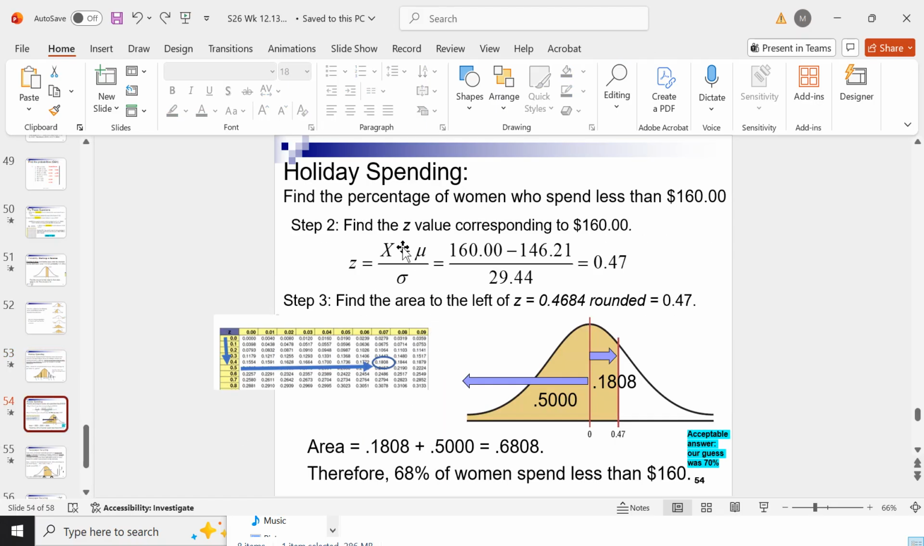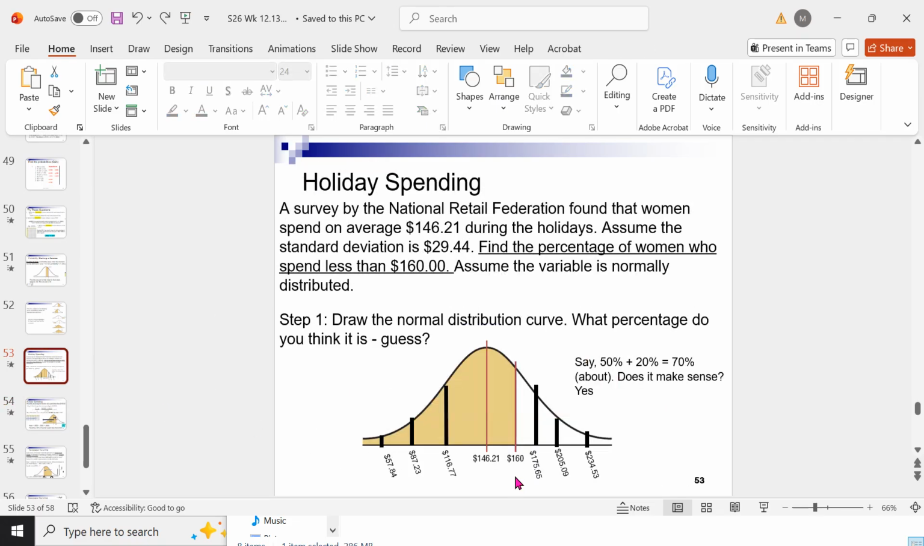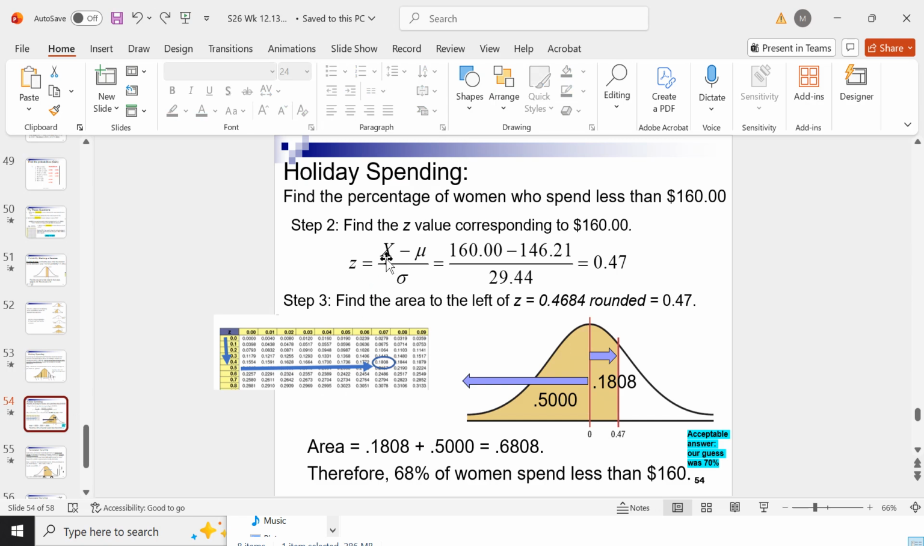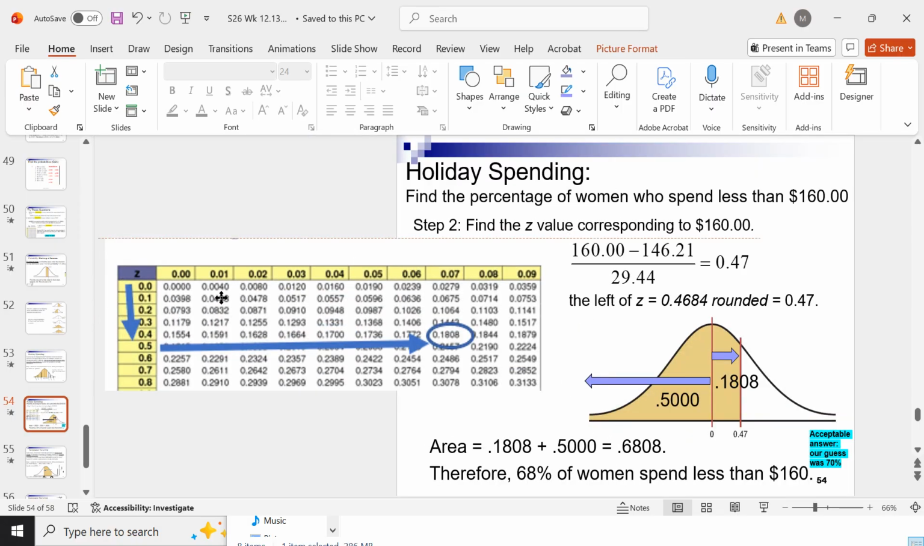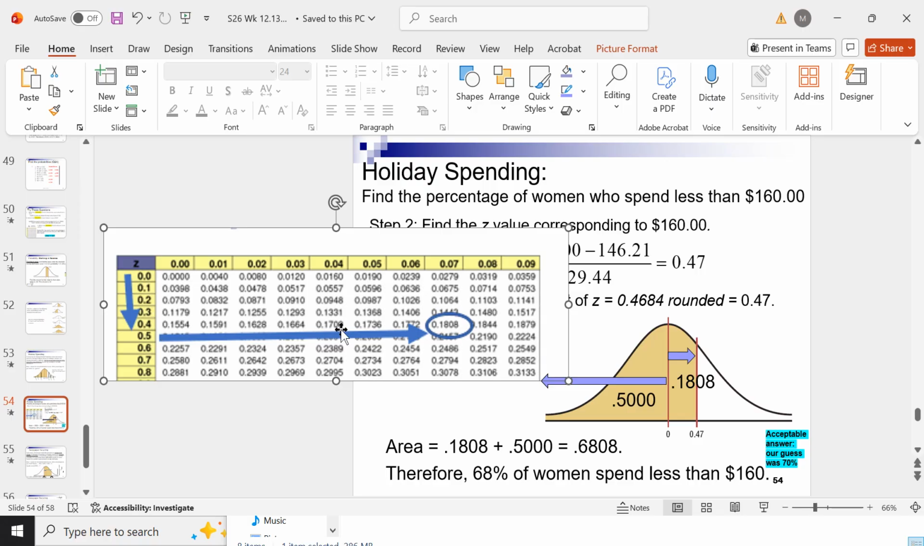So find the Z value corresponding to $160, right? Remember that Z value? What Z value corresponds to 160? Remember your formula, x minus mu divided by standard deviation: 160 minus 146.21, that's the mean, divided by 29.4, the standard deviation, gives you a Z value of plus 0.47. Go to your table, Z value plus 0.47.